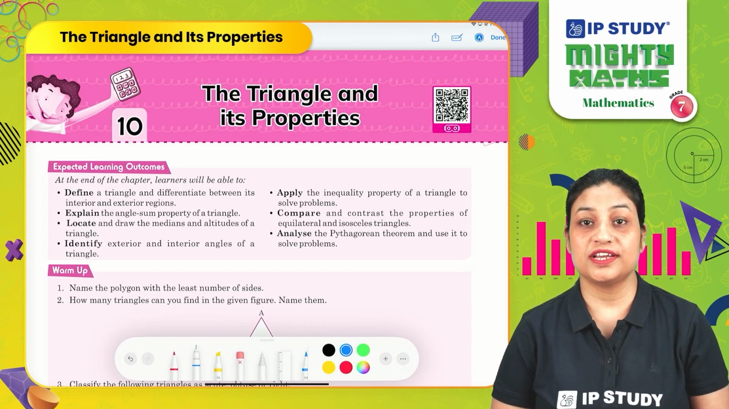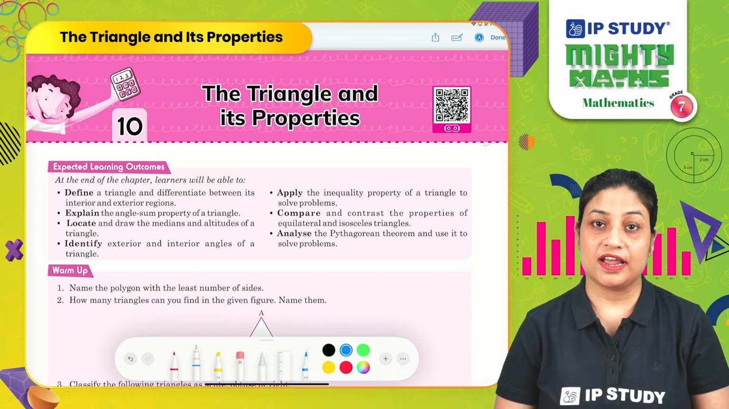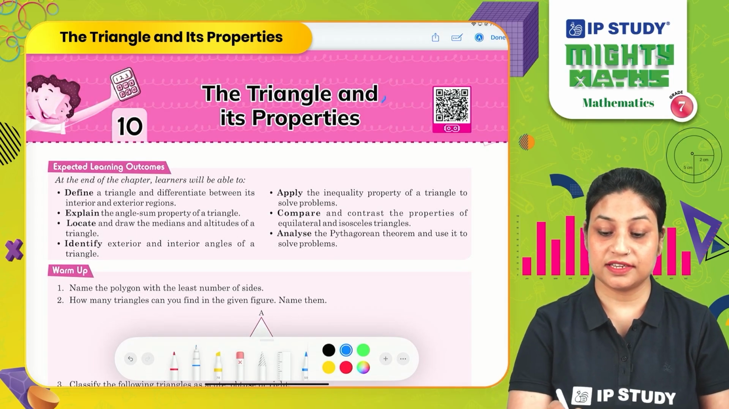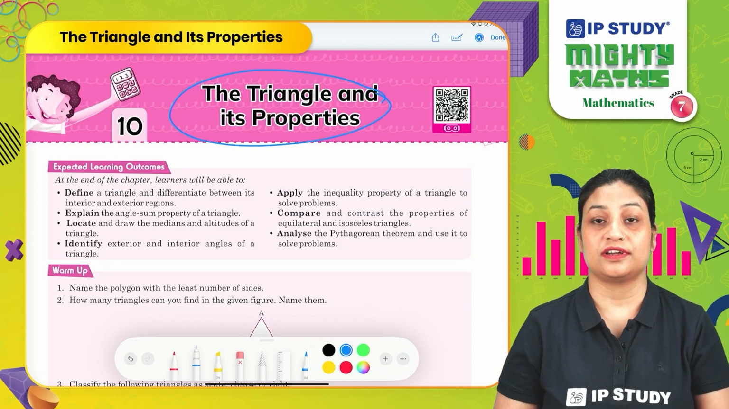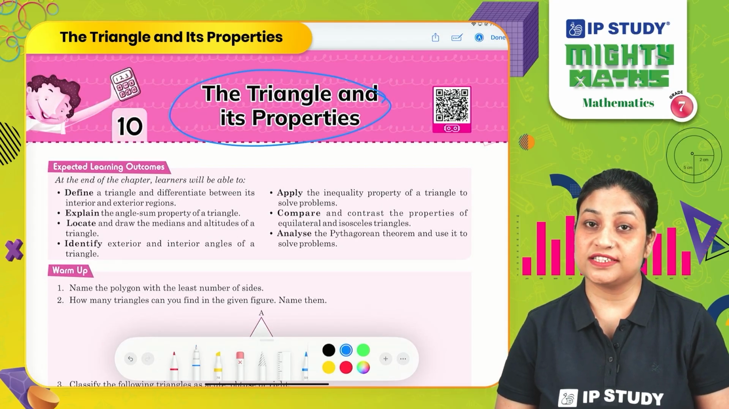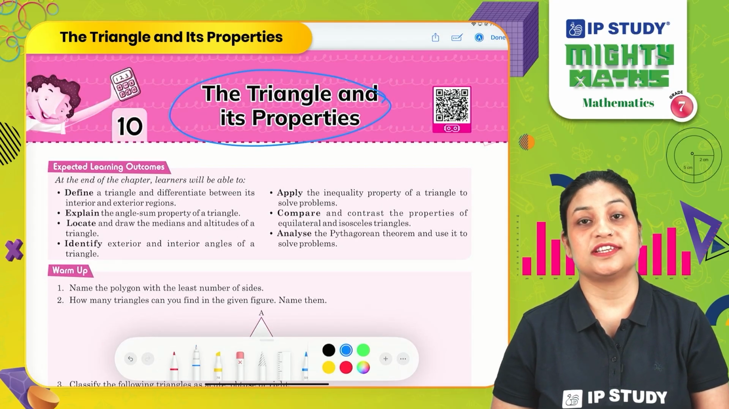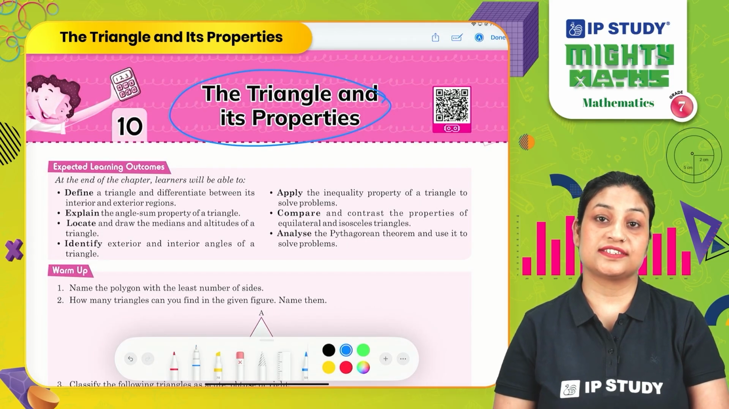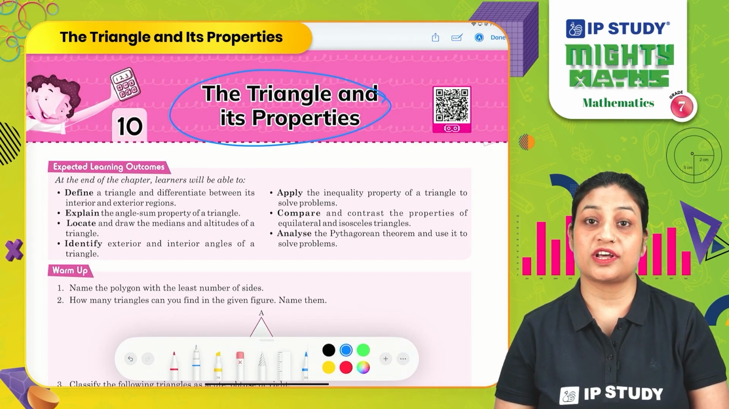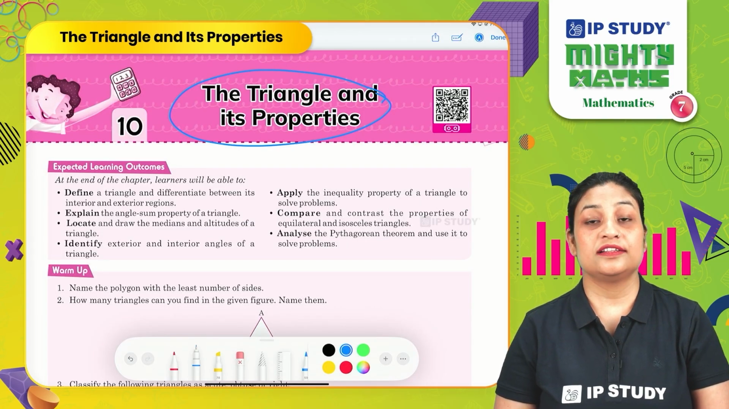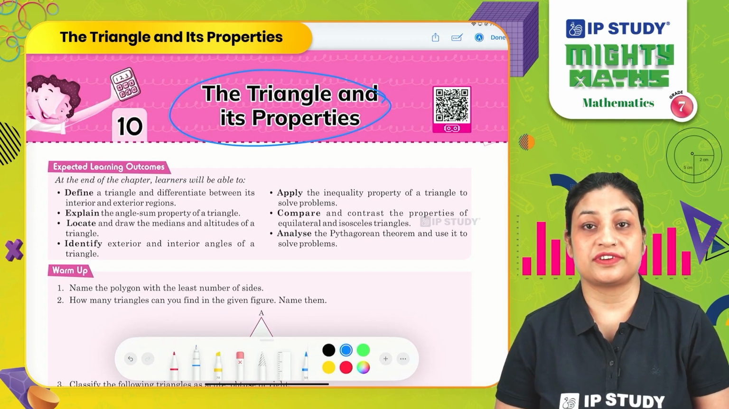Today I'm going to take chapter number 10 of grade 7 and the name of the chapter is The Triangle and its Property. So students, let's quickly see what are the topics that we are going to cover in this lecture. So first of all, we will discuss about what a triangle is, what are its different elements and the interior and exterior region of a triangle.